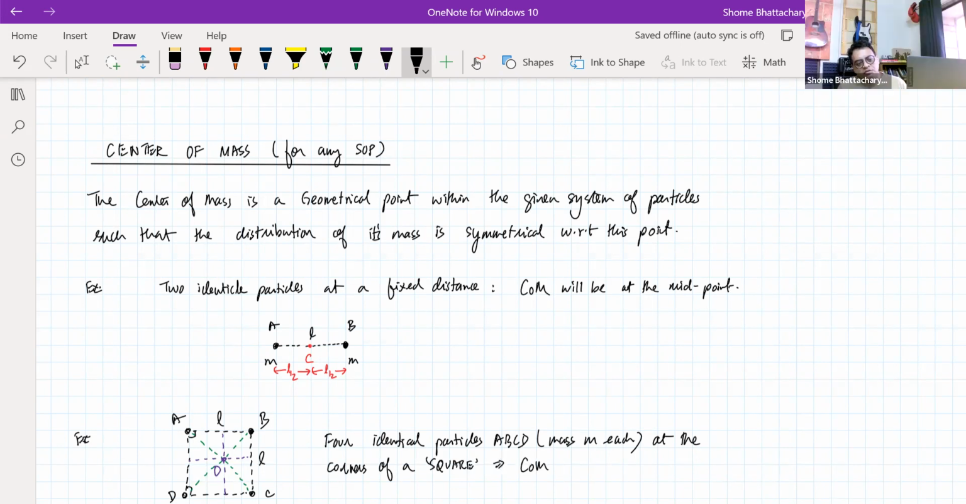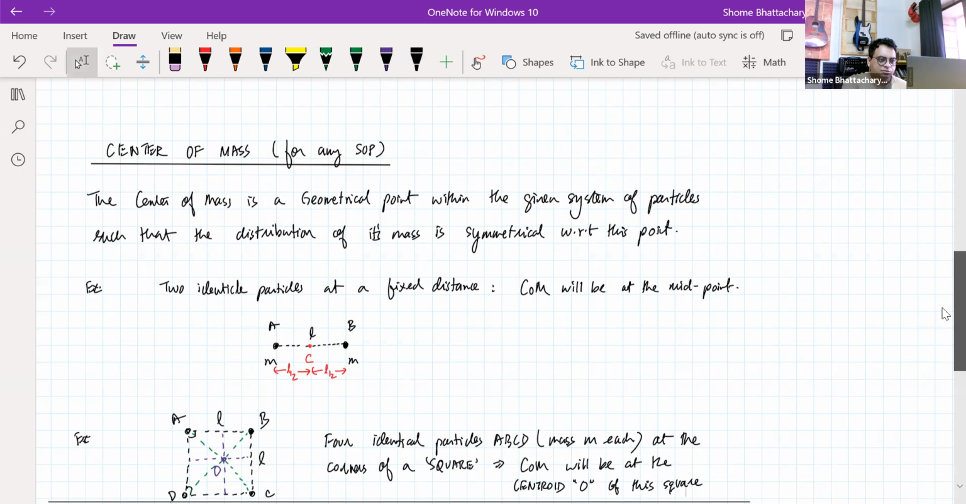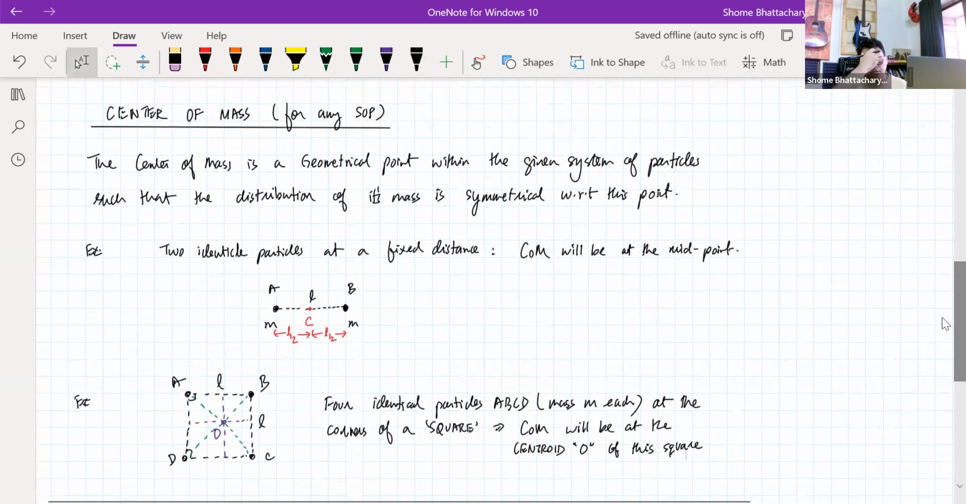The center of mass will be at the centroid, which I've labeled as O, of the square. Okay. So these are two super simple examples to understand what we mean by the symmetry point of mass distribution. Why are they super simple? Because we have taken identical particles. And in the second case, we have taken a very symmetrical shape, which is a square.